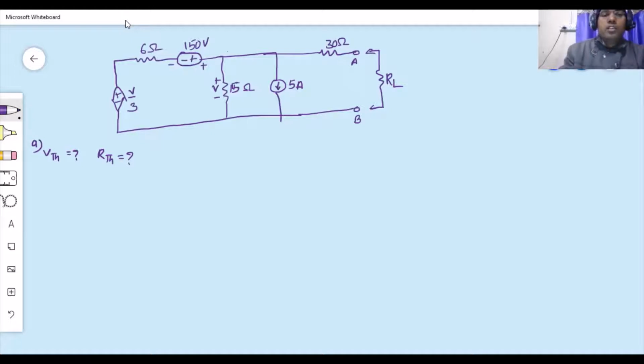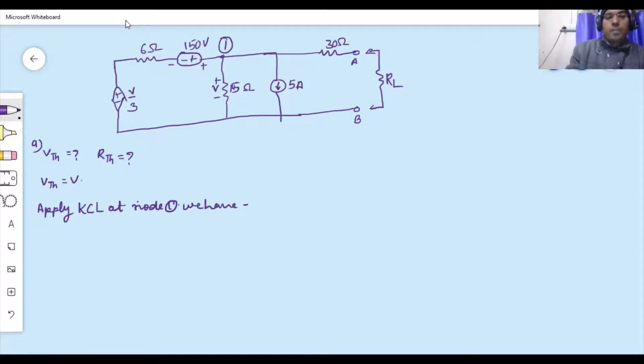So let's give this node as node 1. Okay, so here VTH is equal to V. Now to find out this V, let's apply KCL, that is Kirchhoff's current law, at node 1. We have, here the voltage is VTH.